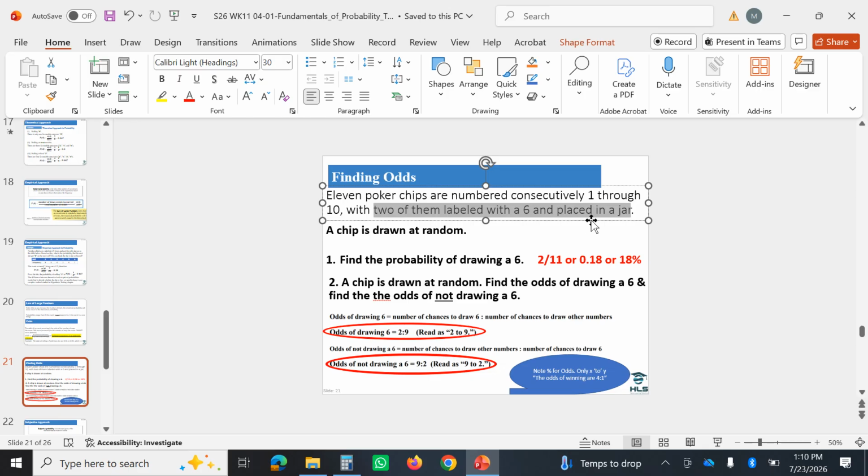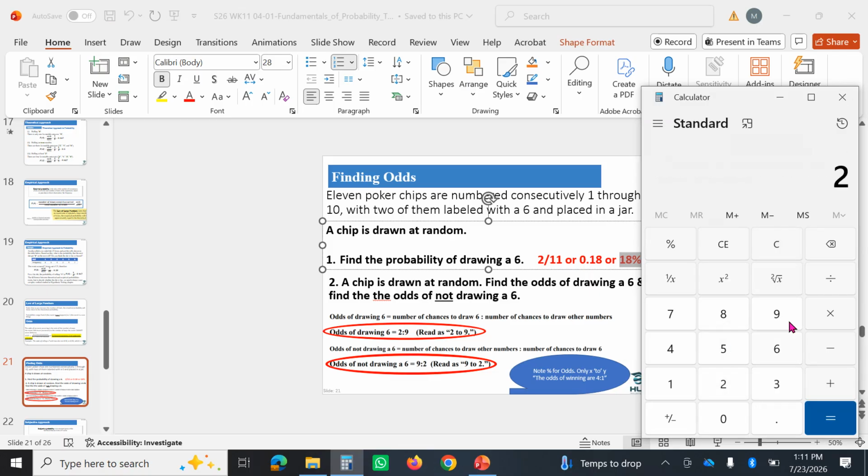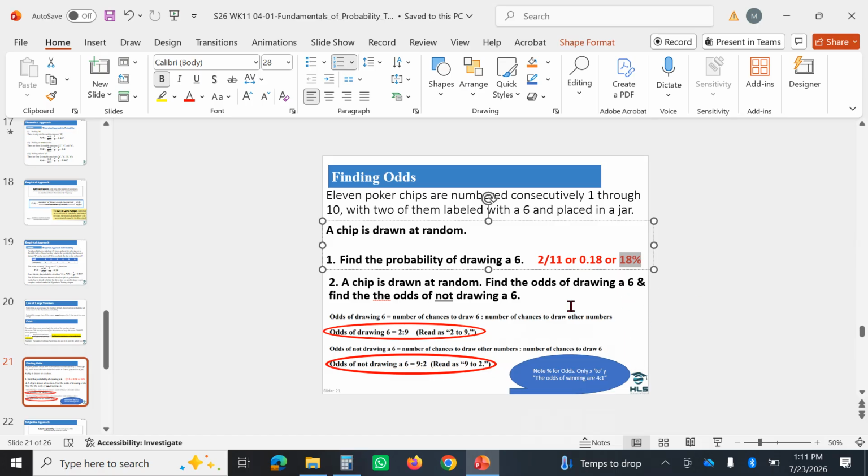Well, since there are 11 chips total, probability is what you're looking for divided by everything else. 2 divided by 11, which is 0.18, which is 18%. And just to show you that, 2 divided by 11 is 18.18.18.18, okay?